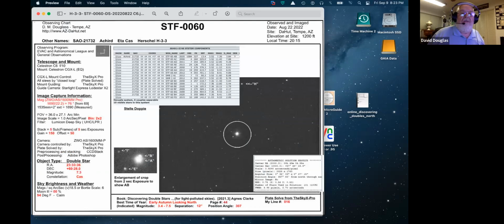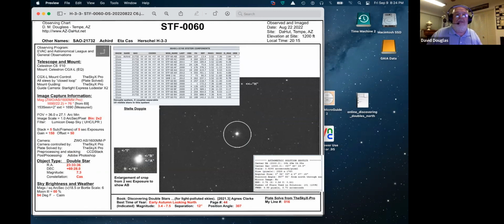Some more images of different types of doubles and things that you might see. What I'm trying to do by presenting these pictures is whet the appetite of those of you who might be interested in looking at some double stars that you haven't perhaps looked at before.